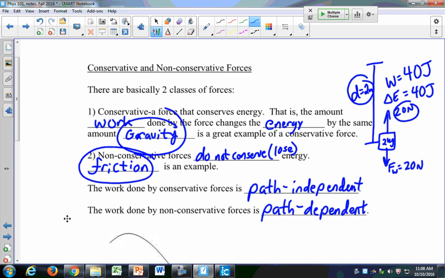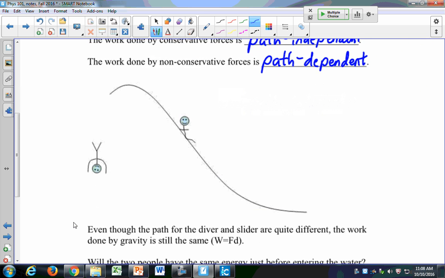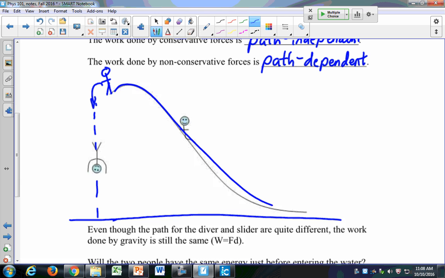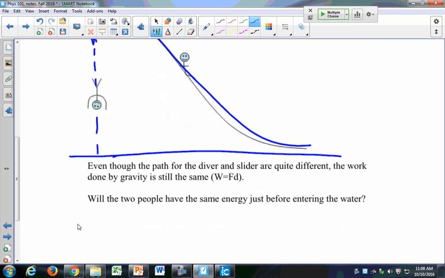Let's think about this slide. I have two people. They go down a slide. They both start at this point, and one person just jumps and he goes straight down. And the other person follows a slide, so he takes a different path. Which of these people will have more energy when they reach the bottom of the slide? The person here or the person here?